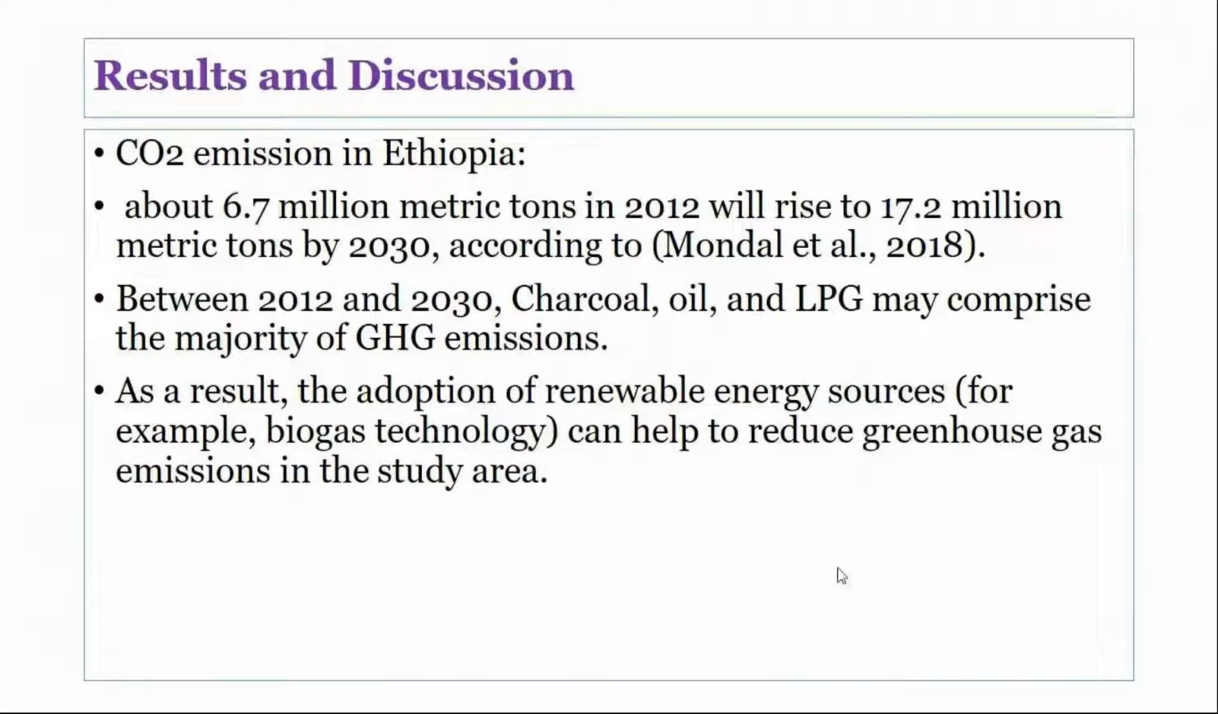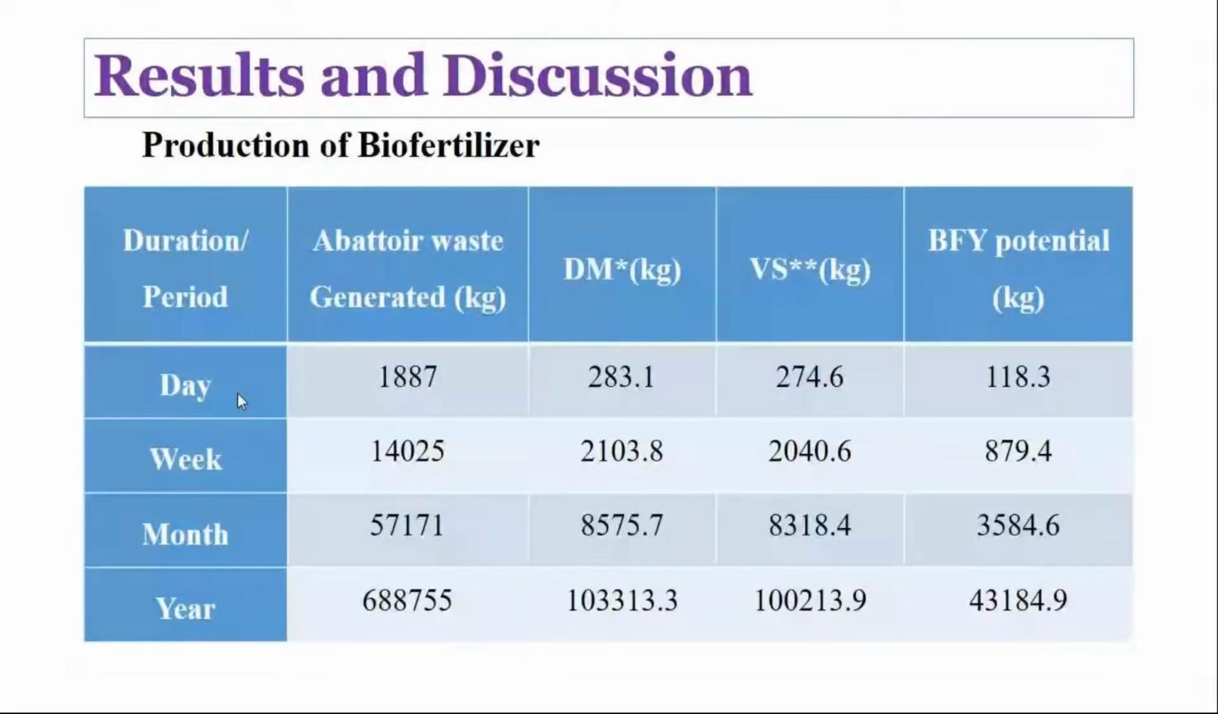Particularly in Ethiopia, about 6.7 million metric tons of carbon dioxide were emitted in 2012, which is expected to be around 17.2 million metric tons by 2030, according to Mondal. So between 2012 and 2030, charcoal, oil, and LPG may contribute the majority of greenhouse gas emissions. As a result, adoption of renewable energy sources can help us to reduce greenhouse gas emissions in the study areas.